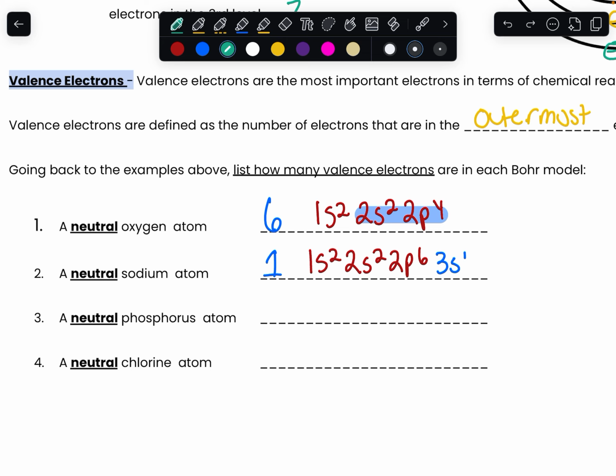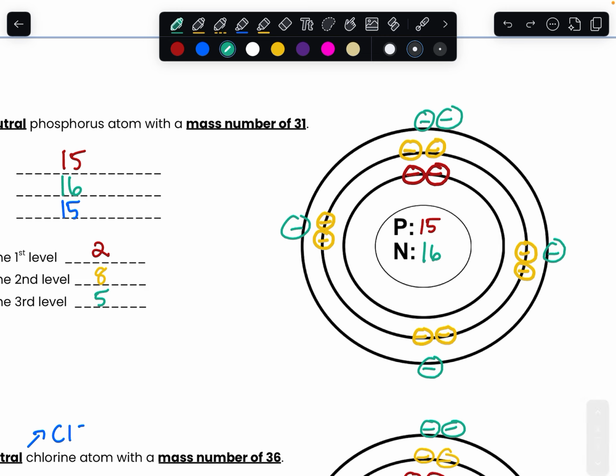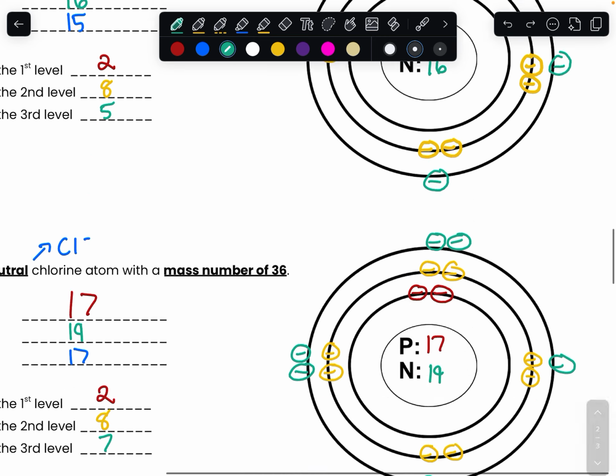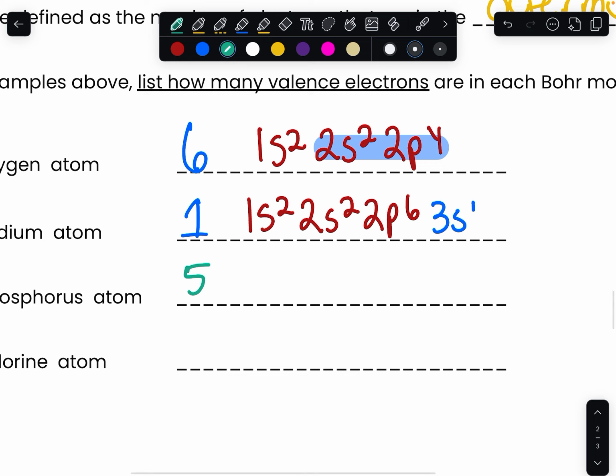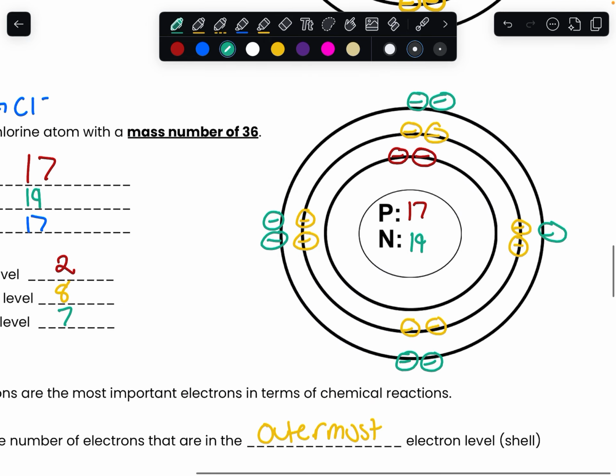All right, checking out phosphorus. If I look in my drawing, the third energy level is the highest level. So I have 2, 3, 4, and 5. So that would give us 5 valence electrons. Neutral chlorine had 2, 4, 6, 7.